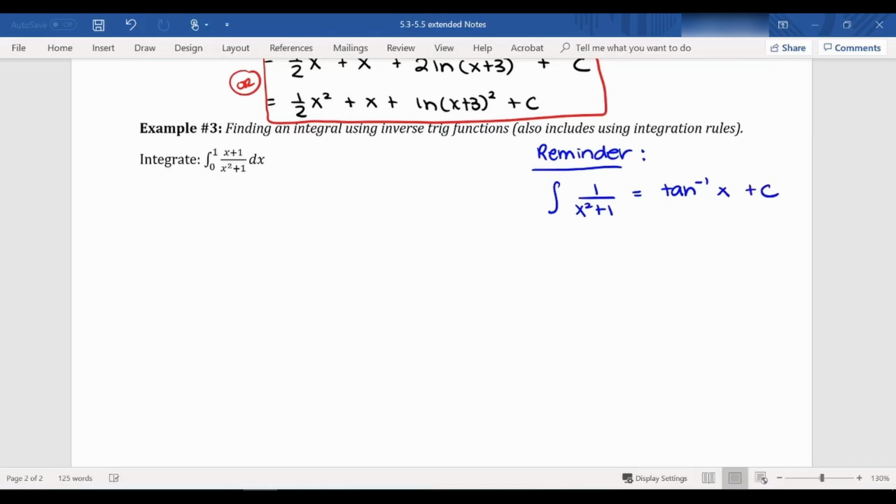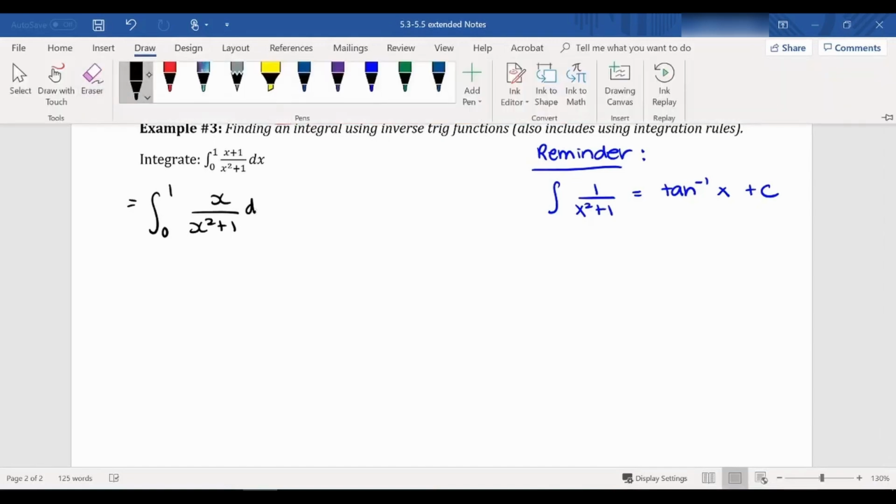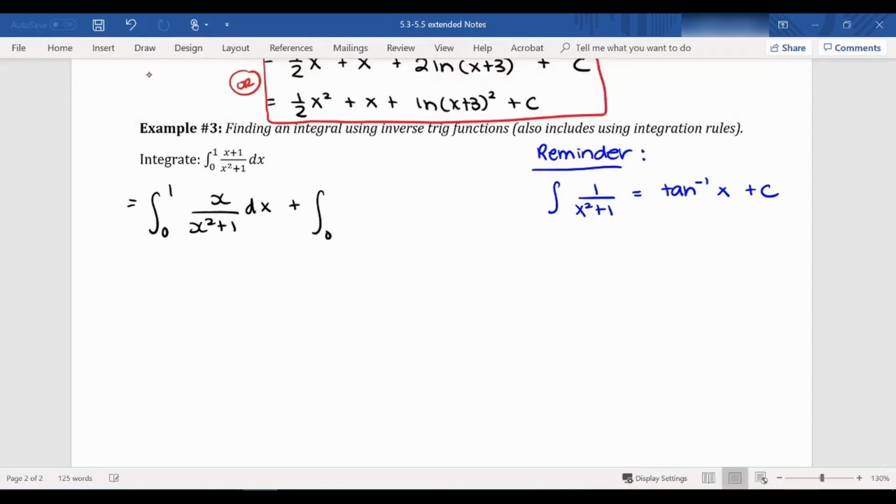So the problem is, on the top we have this x plus 1, but I know that I can break this up into two fractions, and I can rewrite this as the integral from 0 to 1 of x over x squared plus 1 dx, plus the integral from 0 to 1 of 1 over x squared plus 1 dx.